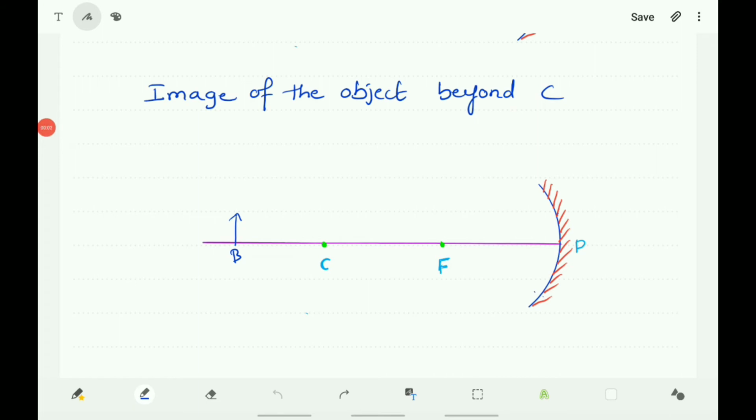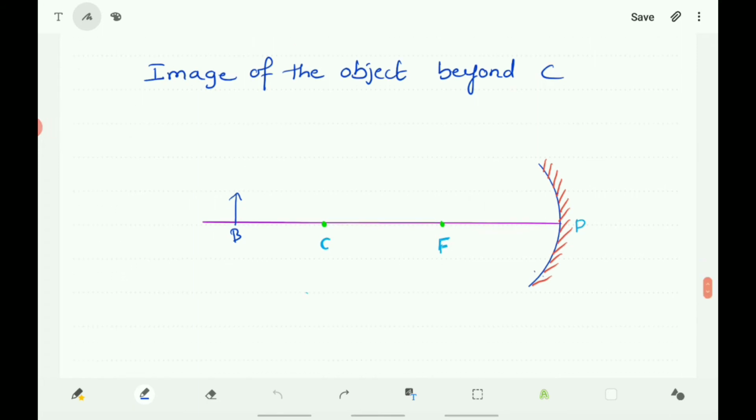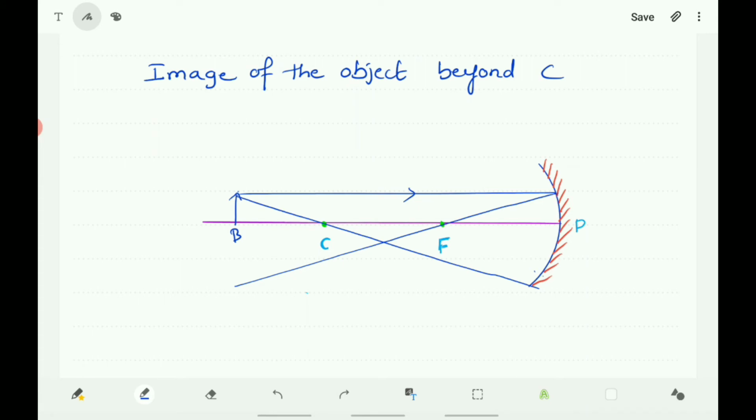Next, the image of the object beyond C. When the object is beyond C, let us consider a line which is parallel to the principal axis. That line reflects and enters into the principal focus. Second line, the line passing through the center of curvature, that line reflects back in the same direction and the image formation is between the C and F.